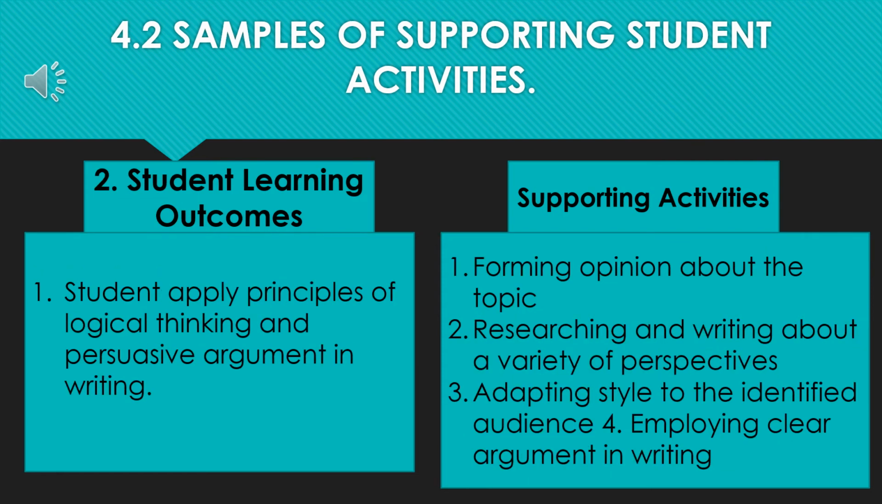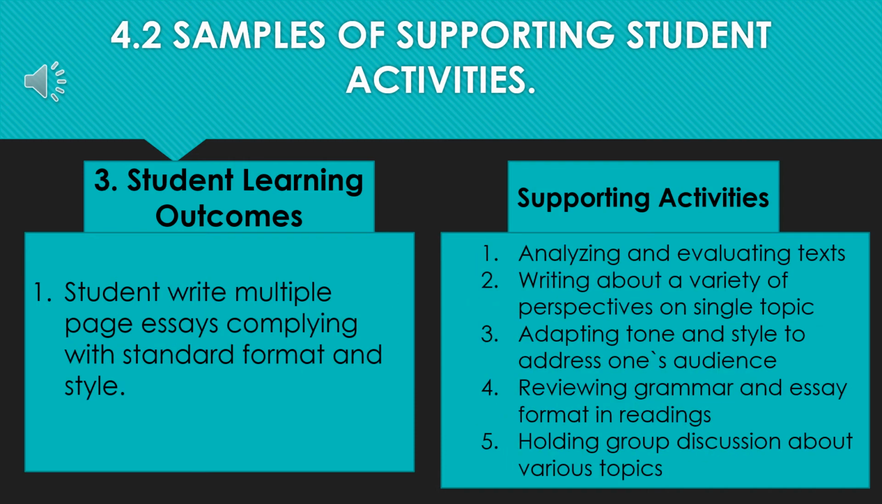For student learning outcome number 2, students apply principles of logical thinking and persuasive argument in writing. For supporting student activities, number 1, forming opinion about the topic. Number 2, researching and writing about a variety of perspectives. Number 3, adapting style to the identified audience. Number 4, employing clear argument in writing.